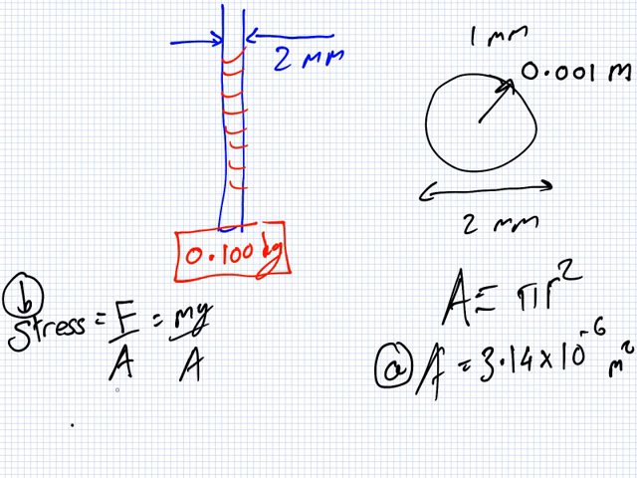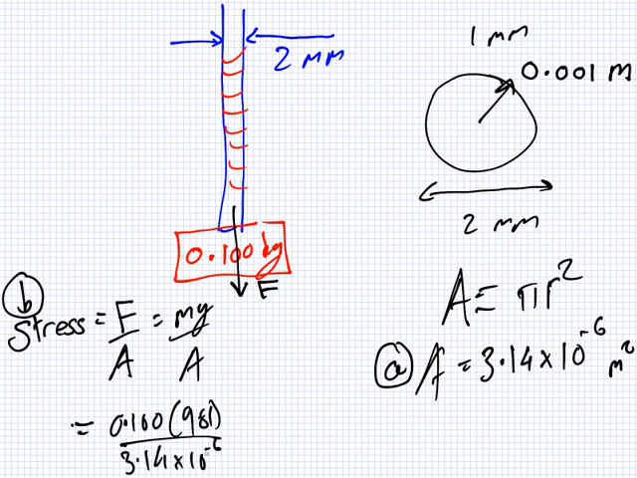Wait, is this upside down? Huh? What? The force is acting this way. Oh, it's a spring or what? It's a weight hanging from a string. Oh, yeah. So 0.100 times 9.81 over the area. What's wrong? Yeah, so the stress is a large 312420 pascals.